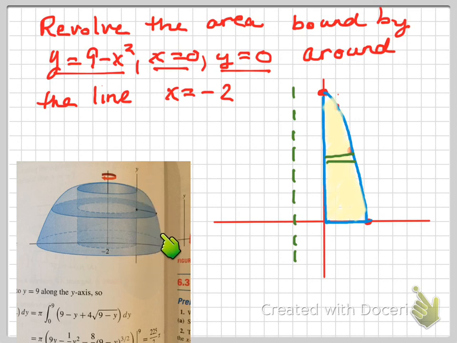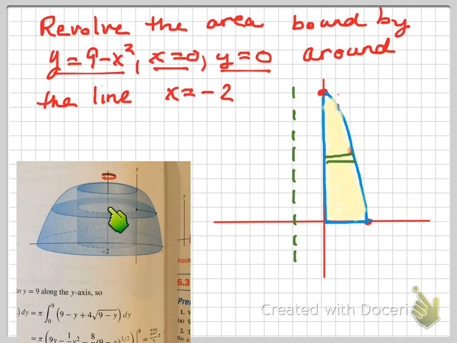Here's your parabola, and so right here is the region that I have drawn in yellow. If you take that region and revolve it around the line x equals -2, you get almost the shape of a bundt pan or baking pan as you do that. And you can see there's this hole in the middle.